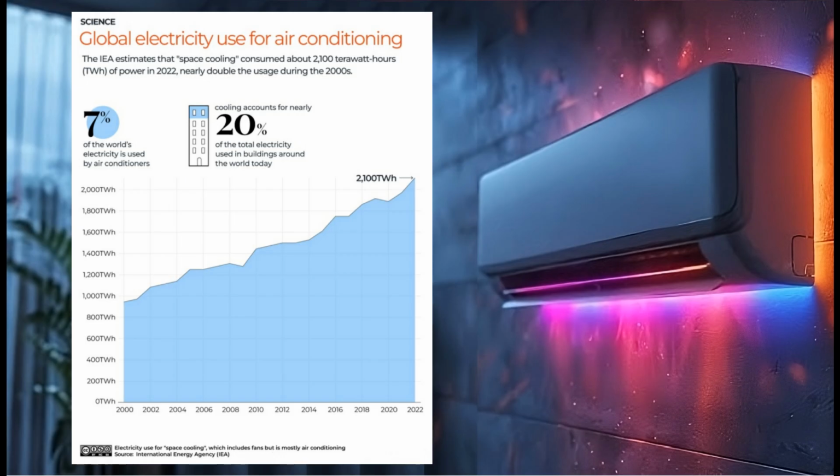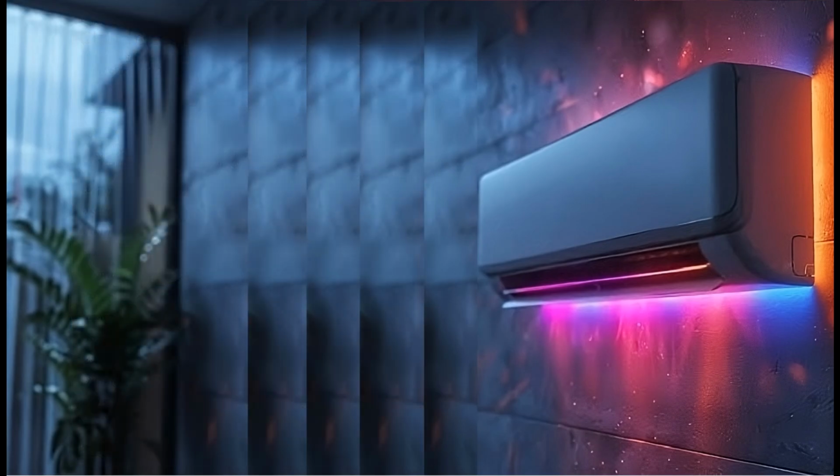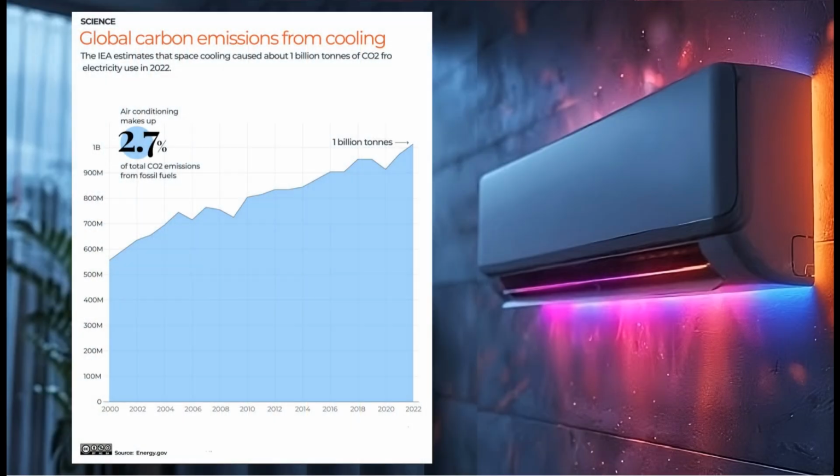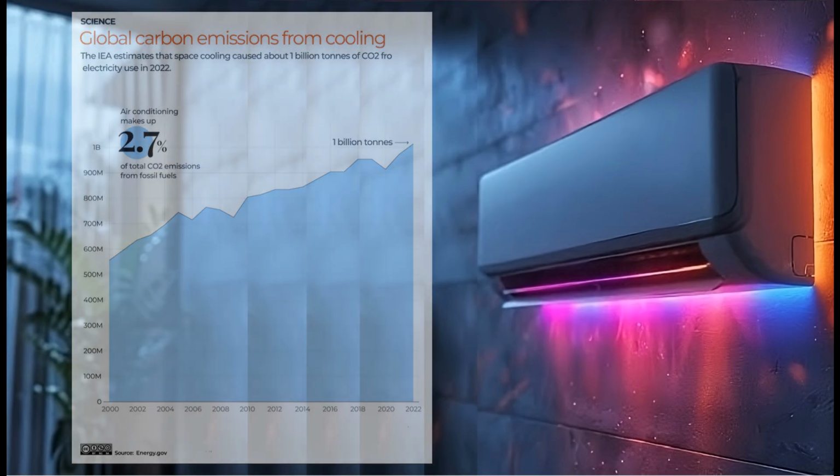This enormous energy demand comes with a climate cost. The IEA estimates that space cooling was responsible for about 1 billion tons of carbon dioxide emissions in 2022 from electricity use alone, about 2.7% of global carbon dioxide emissions from fossil fuels and industry. And that's only part of the picture. These numbers don't include the effect of refrigerants, powerful greenhouse gases used in many AC units, which further amplify the climate footprint of cooling. While air conditioning helps us to be comfortable in a world of rising heat each year, it also risks deepening the climate crisis unless cleaner energy and climate-friendly technologies are adopted.